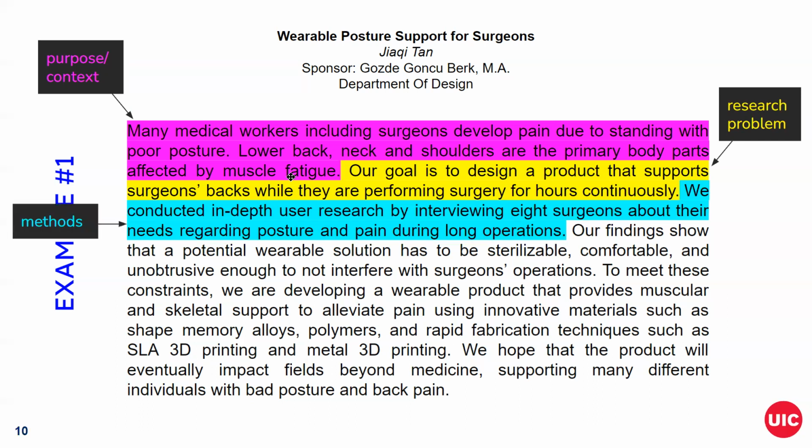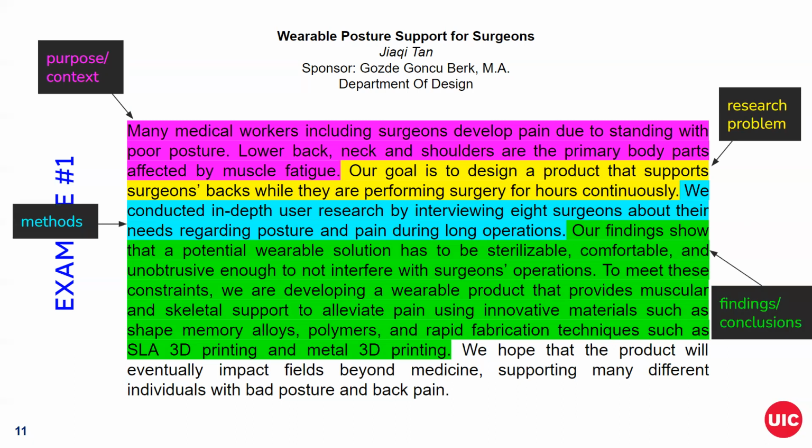All right, after the research problem, we will have some methods. So in this particular case, this student conducted in-depth user research by interviewing 8 surgeons about their needs regarding posture. Then we have a clear findings section. Why? Because it says right here, our findings show.